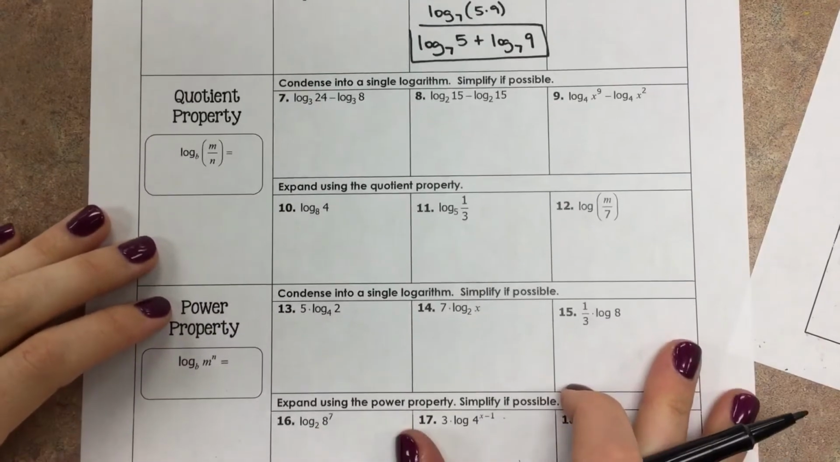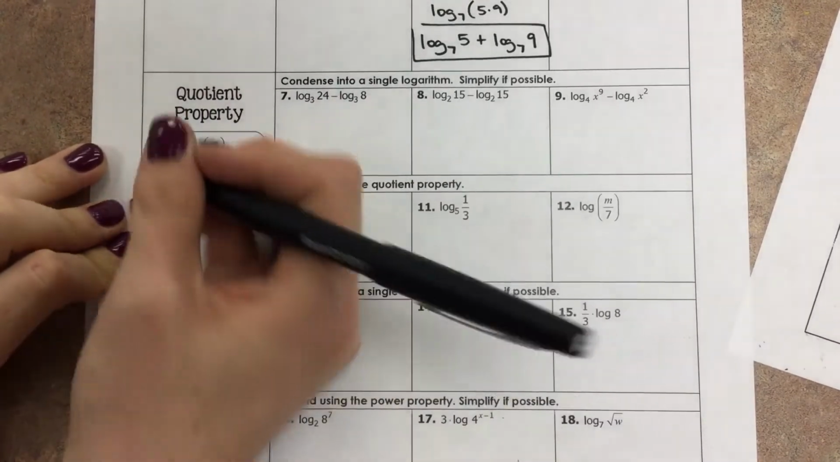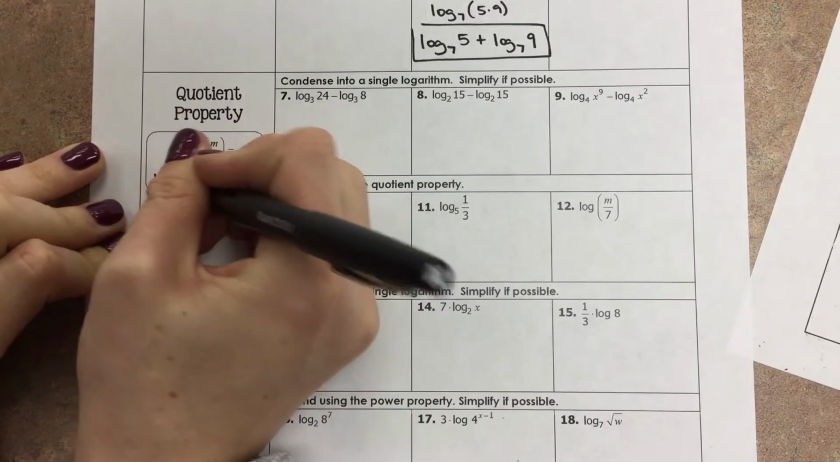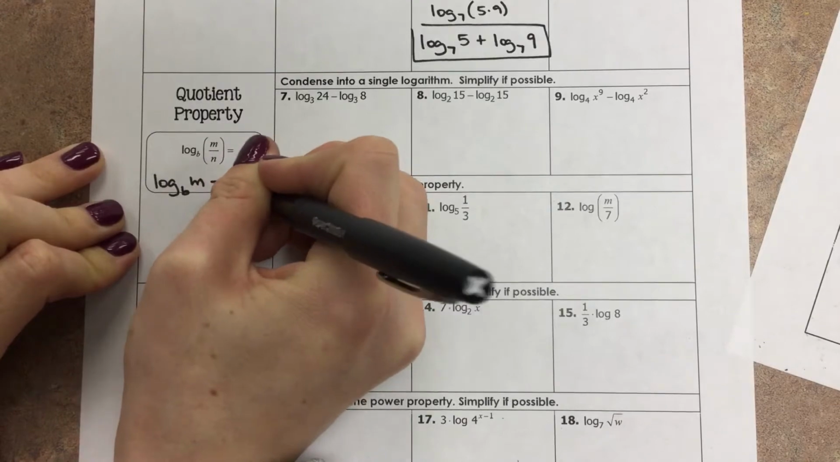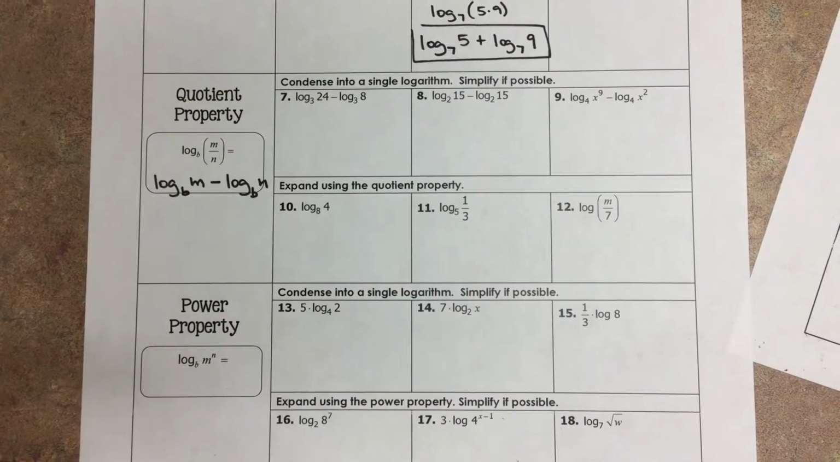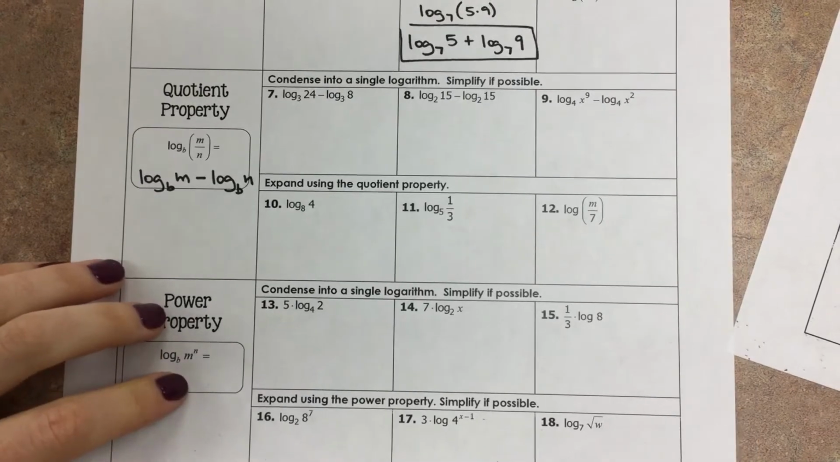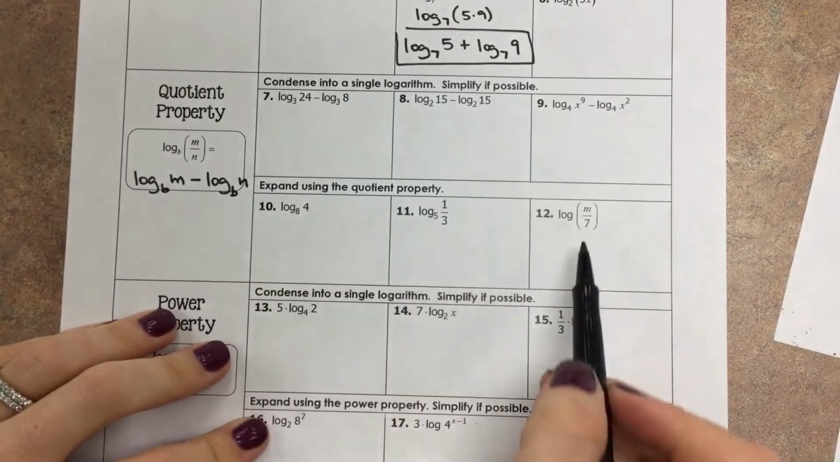So now let's look at our second property, the quotient property. If we have a single log with a quotient on the inside, it separates out to 2 logs with subtraction in between them. And again, that's just like a complete reversal of one of our exponential properties. So this we're going to do a few in this section as well. We're going to do 7, 9, and 12.